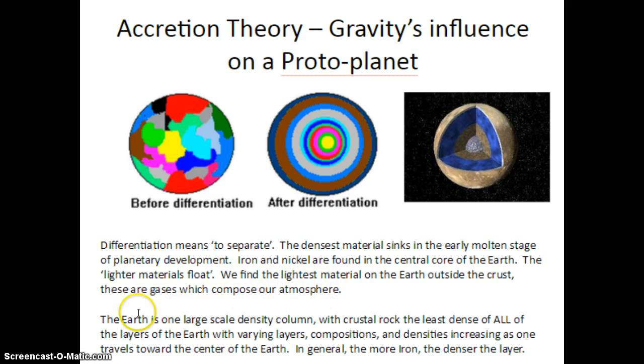The Earth's crust, right? So the Earth's crust would actually be the least dense rock, and it's true. The Earth is one large-scale density column, with crustal rock the least dense of all layers of the Earth. And each of the layers has varying compositions and densities, and they increase as one travels towards the center of the Earth. So in general, the more iron you find, or the iron minerals, right, the more mafic the rock, the denser the layer.